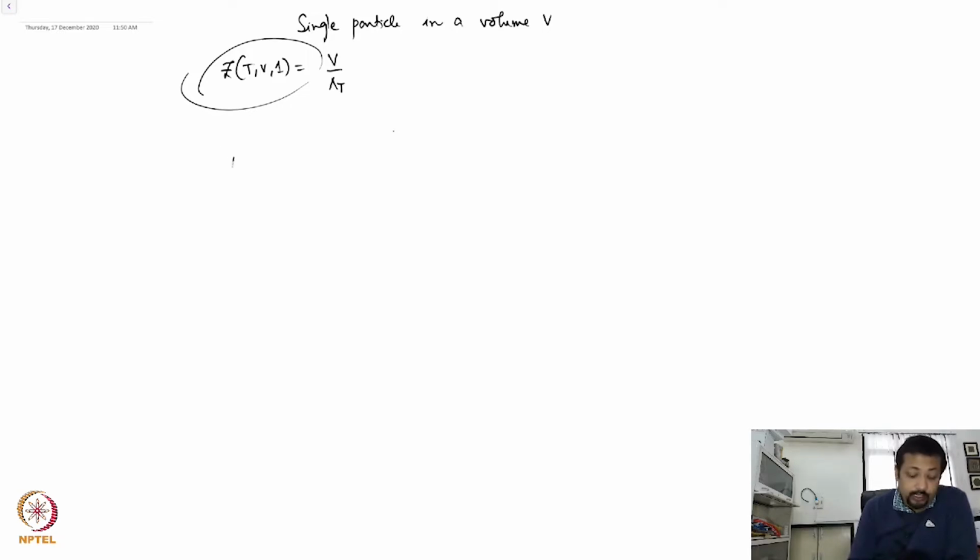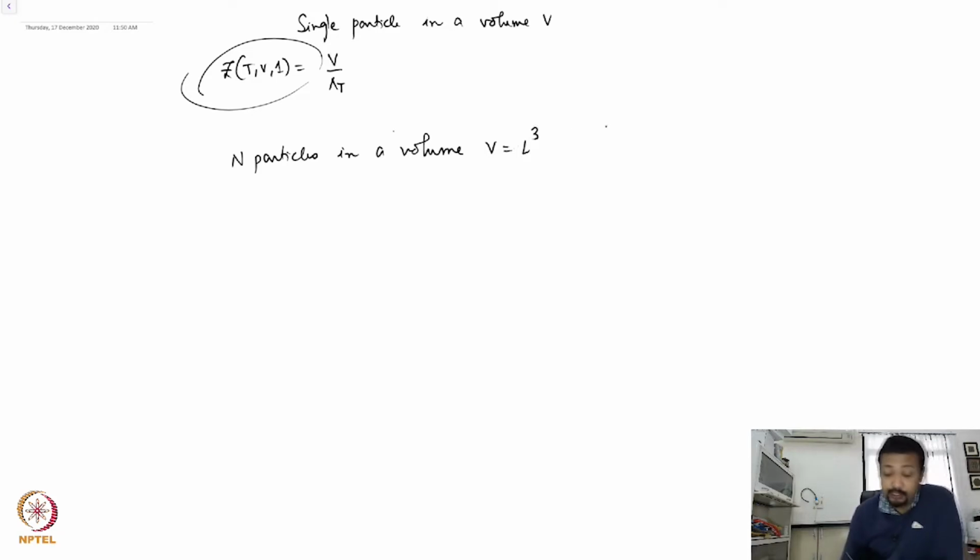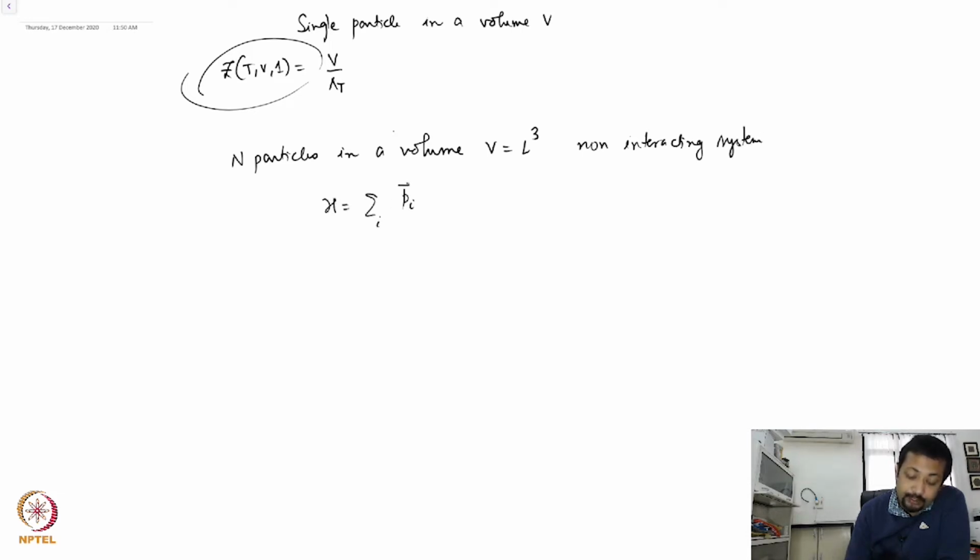So we now want to look at n particles in a volume V. It is the same setup except that now I have n particles and it is still a non-interacting system, so that the n particle Hamiltonian is the sum over i of p_i squared over twice m. Our goal is to calculate the n particle canonical partition function.